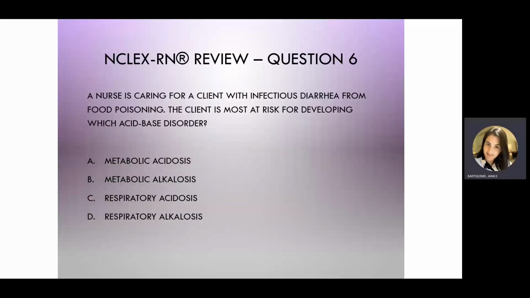So for sure, if it's diarrhea, we're not dealing with respiratory issues here. And then because you're losing bicarb, which is alkaline, it puts you in an acidotic state. Okay, so the answer is A.